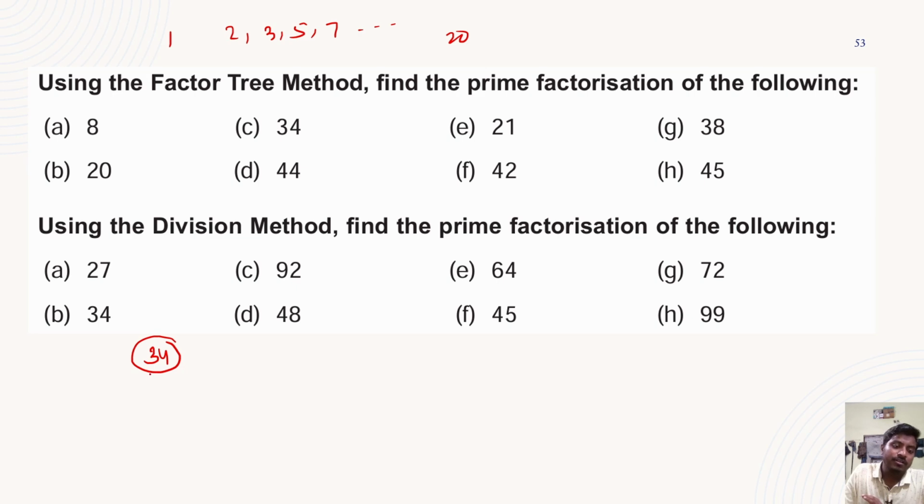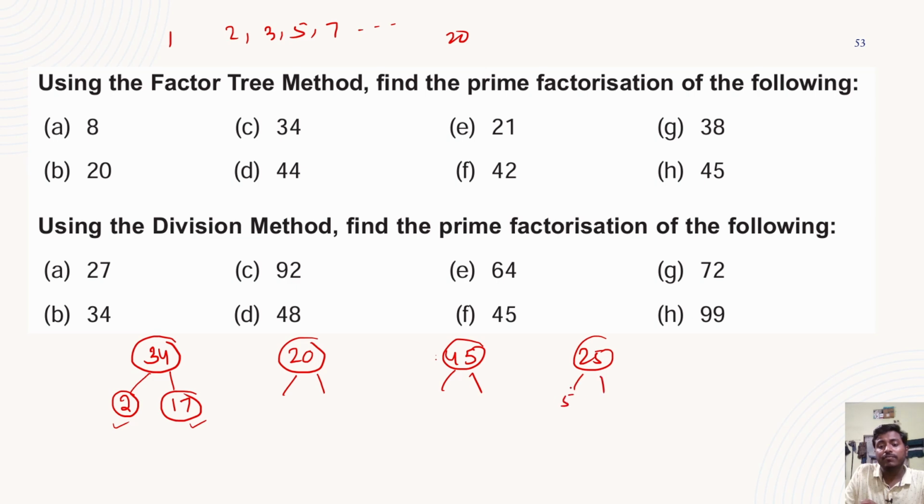So tell me, 34 we can write as 2 into 17. 2 is a prime number, 17 is a prime number. Answer. Suppose the question is 20. Same, first we write with 2, because the first prime number is 2. If the number is not divisible by 2, suppose 45, then we start with 3. If not divisible by 3, then we start with 5. If not divisible by 5, then we start with 7.